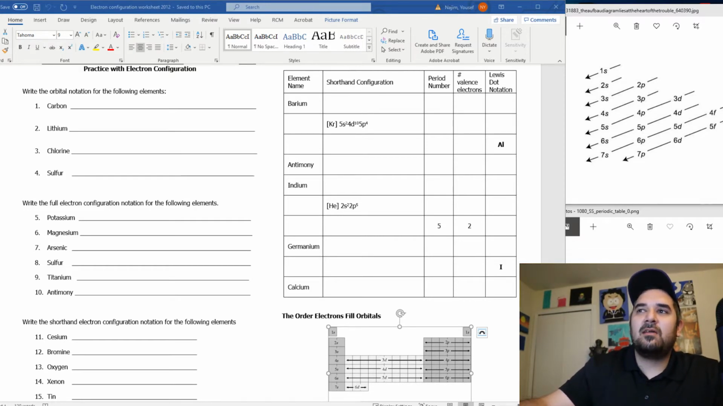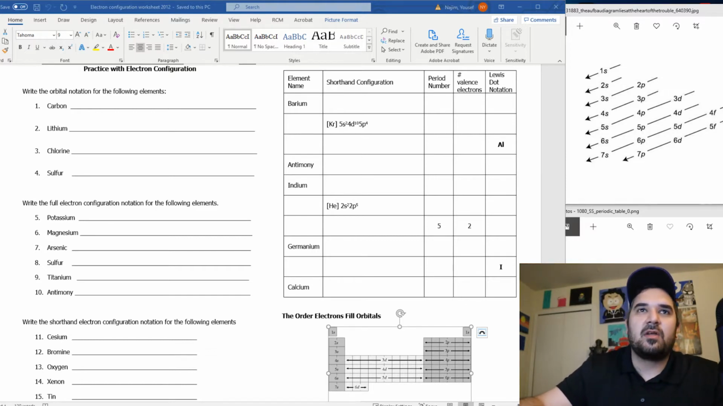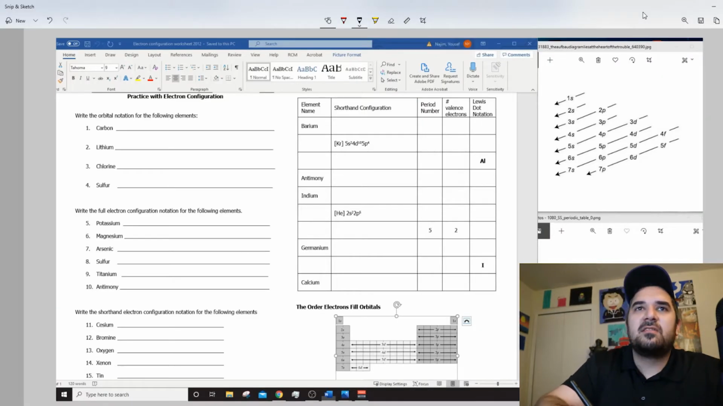So today I'm gonna solve through this entire thing, and then you're gonna get additional practice, and then that's basically gonna be it. And next class, we're gonna move on from electron configuration. So today's the last day we're gonna be working on this. So let's go ahead and get started.